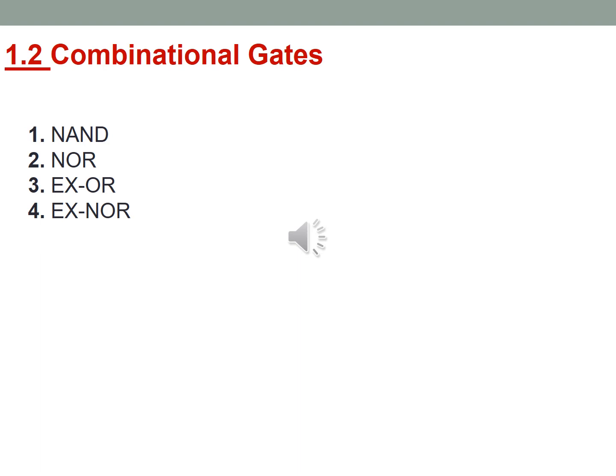The combinational gates are the NAND gate, NOR gate, XOR and XNOR. What are the combinational gates? These 4 gates are called combinational gates: NAND gate, NOR gate, XOR and XNOR. Did you understand what I am saying?